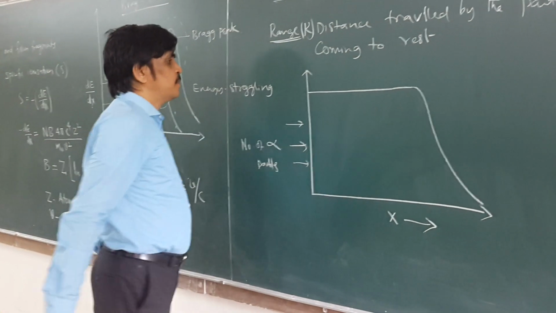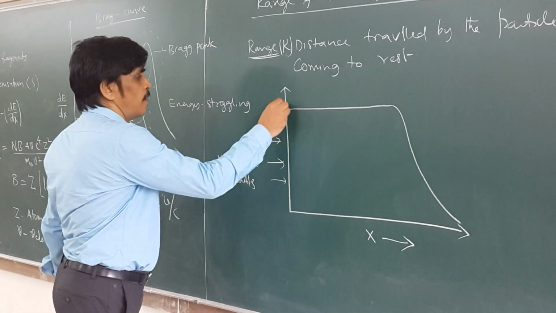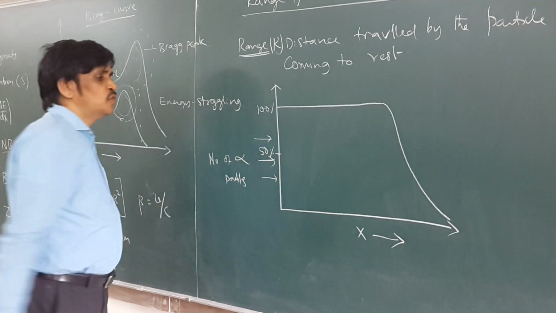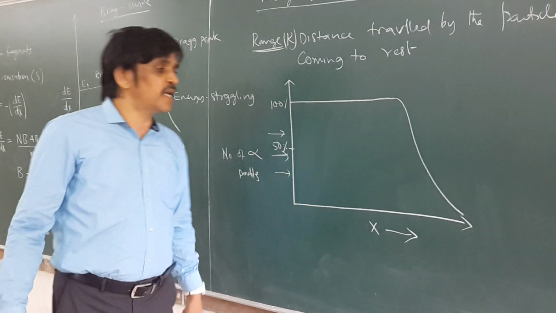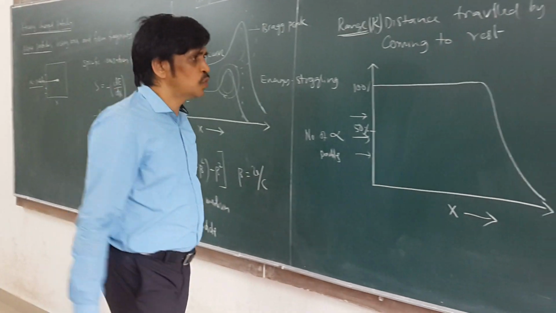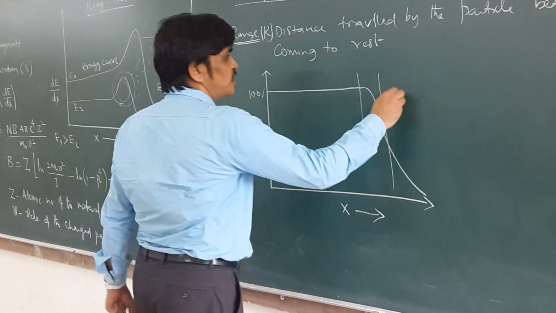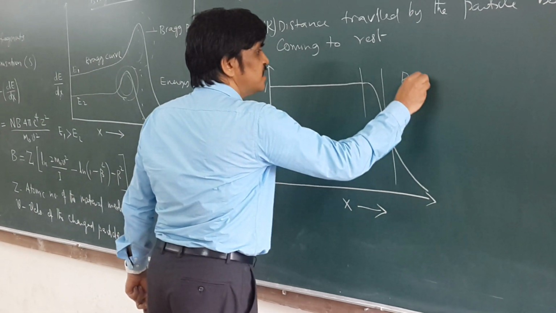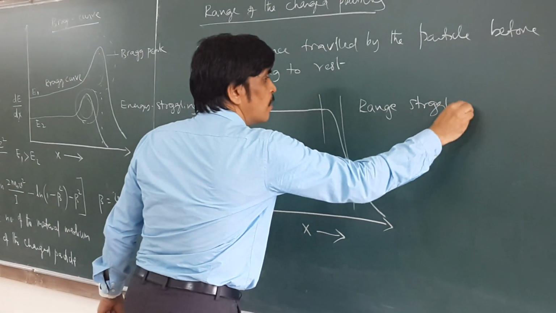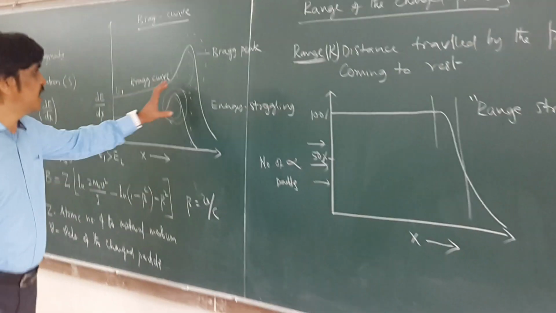So this is the kind of picture you get if you increase the thickness and count the number of particles. Now let us say in terms of percentage, it is 100% of the alpha particles. And let us say this is 50%. So it is very difficult to find out the exact range of the alpha particle even for monoenergetic alpha particles. So you will have a distribution here at the range. So this is called the range straggling of alpha particles.